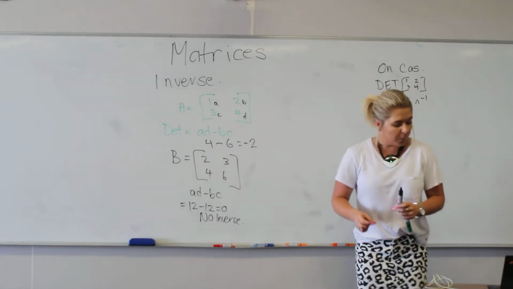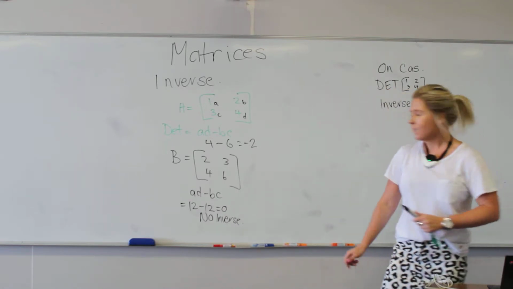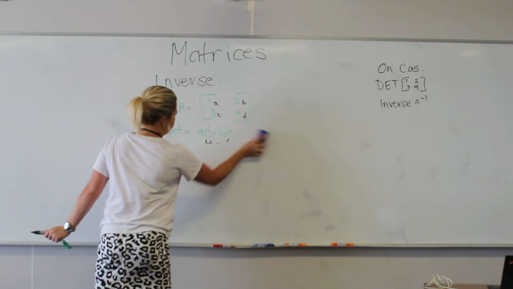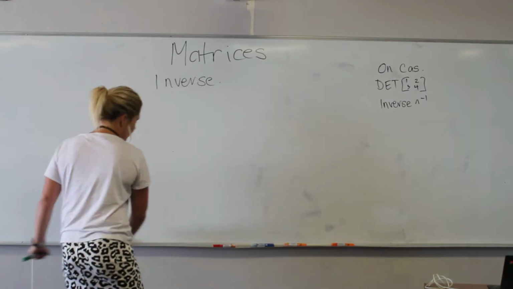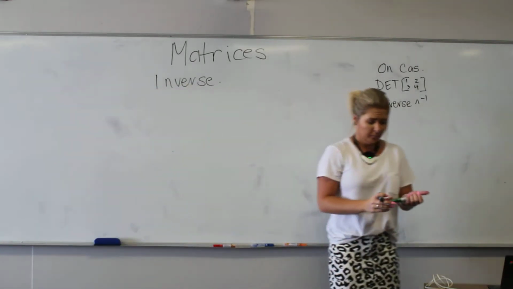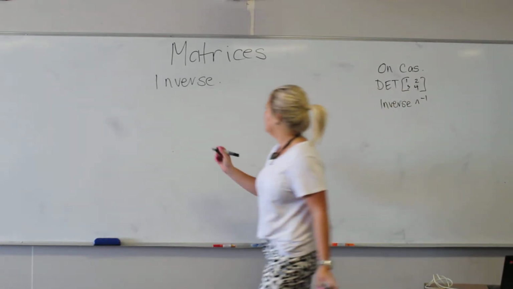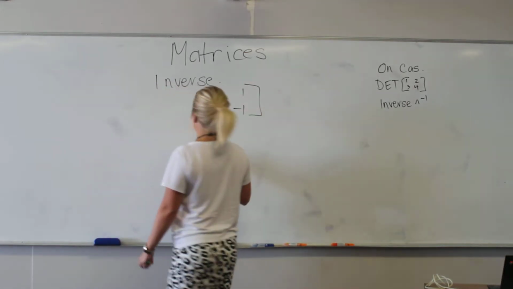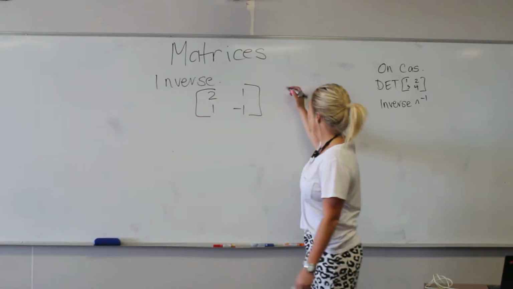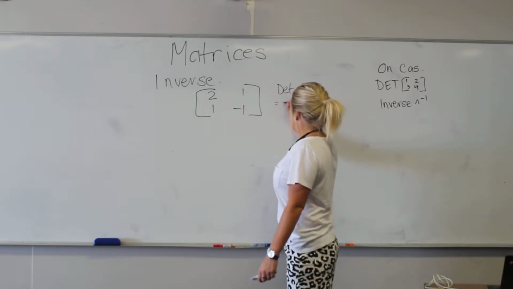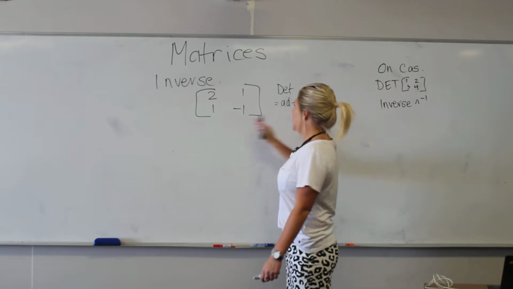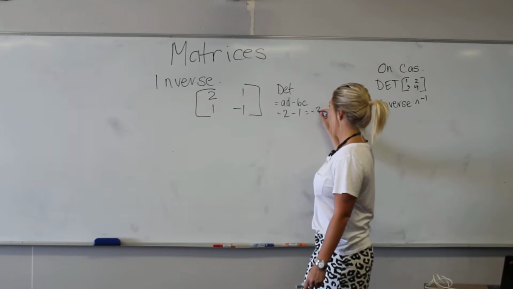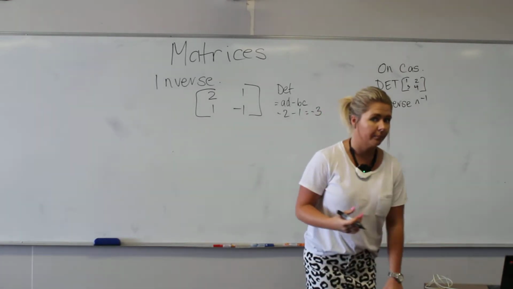inverse. If we were to do it by hand, alright, I'm going to get rid of all this. If we were to do an inverse by hand, what have I got? 2, 1, 1, negative 1. The first thing I need to do is find my determinant. AD minus BC. AD, what have I got? Negative 2 minus 1 equals negative 3. My determinant is negative 3.